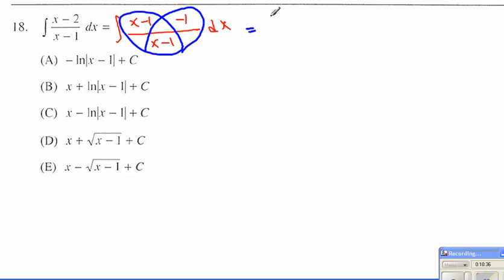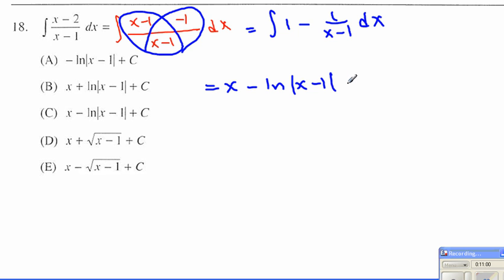Now, nice, you see? So in other words, this becomes 1 minus 1 over x minus 1 dx. Now, when you take the antiderivative of 1, it becomes simply x. The antiderivative of 1 over this becomes minus ln of the absolute value of x minus 1. The reason we have to have the absolute value is because what if the value here becomes negative? We cannot have negative values inside of ln. So here we have plus c. Now, which one of these is my answer? I believe it's choice C.